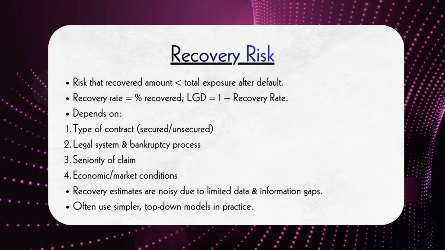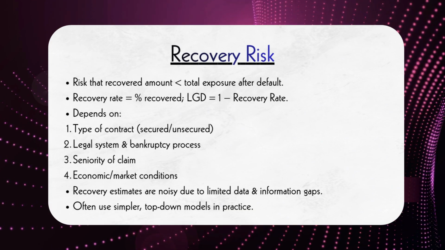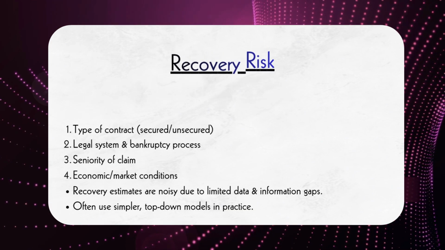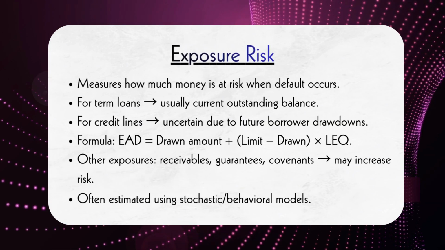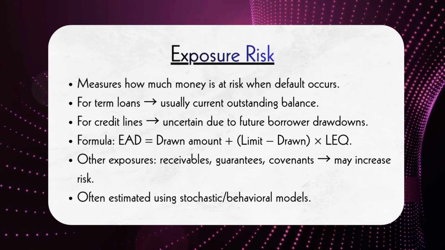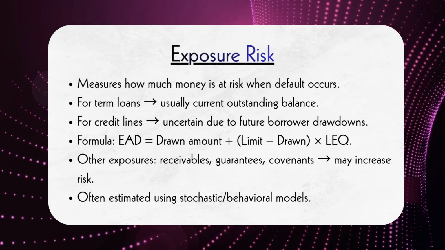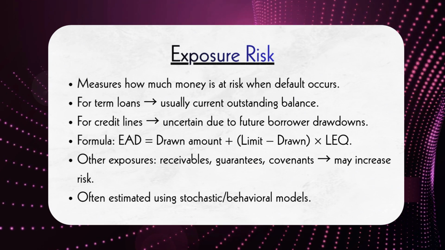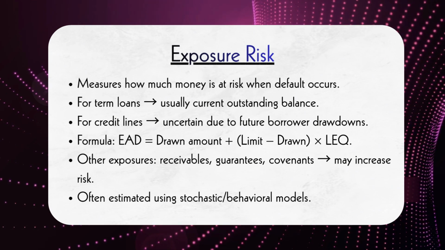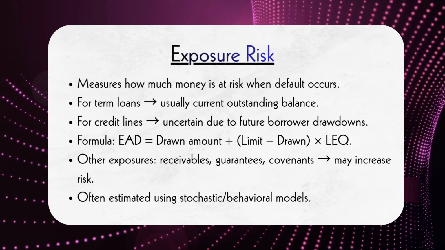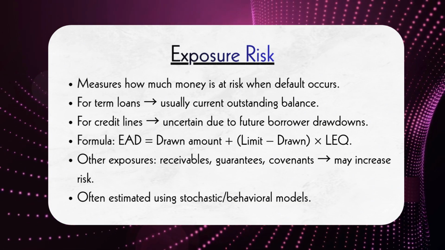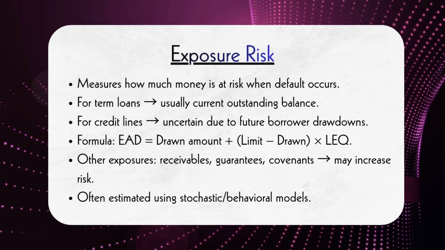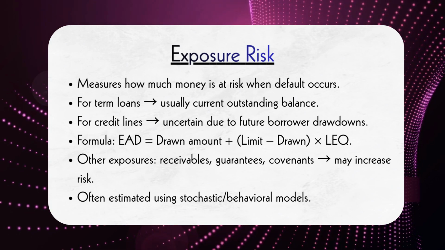Finally, even if we know the probability of default and how much we might lose after default, we still need to know how much money is actually exposed at that moment. That's exposure risk, measured as exposure at default, or EAD. For simple term loans, exposure is usually just the outstanding balance. But for credit lines or revolving facilities, it's more complicated because borrowers may draw additional funds right before default.